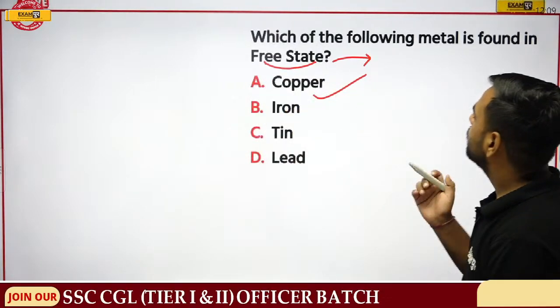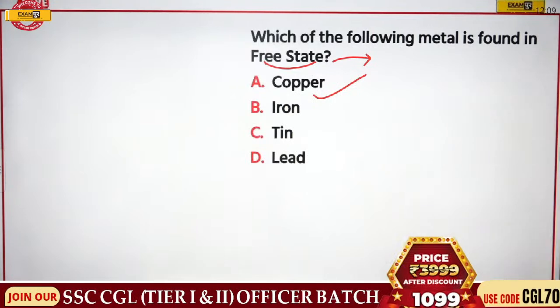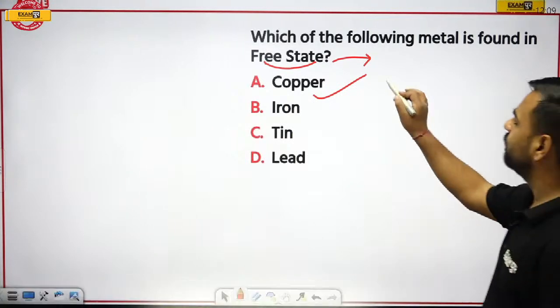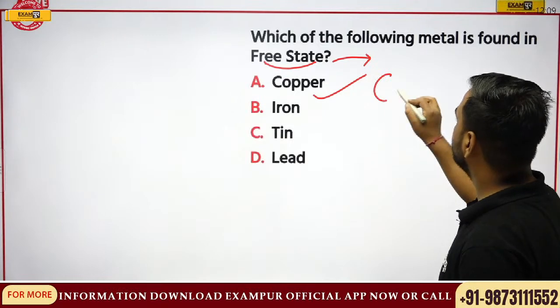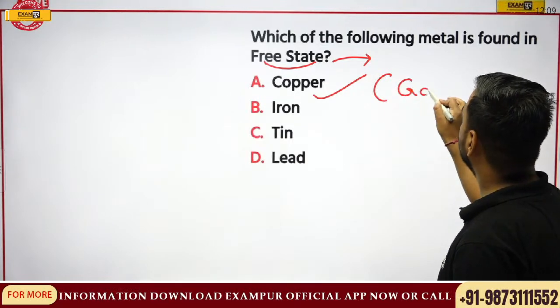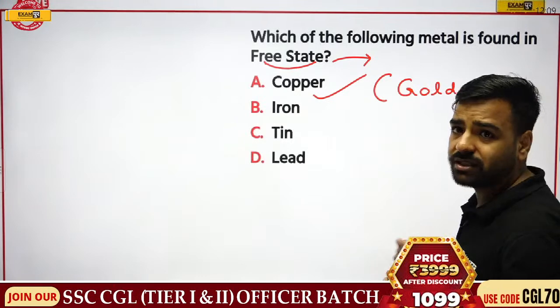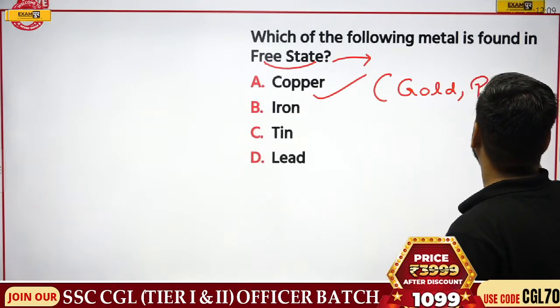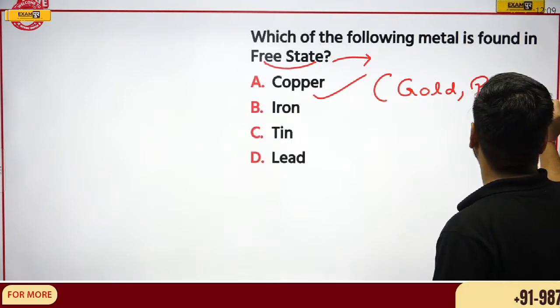Okay, so copper is actually the metal which is found in the free state, right? Apart from that, if you want other elements also, then I'll write for you. We can take gold, fine? Or you can talk about silver, you can talk about platinum. So these are going to be the correct answers.